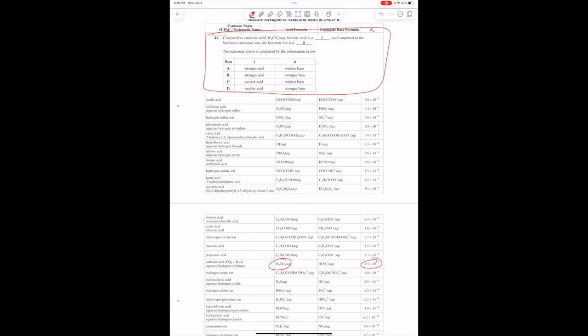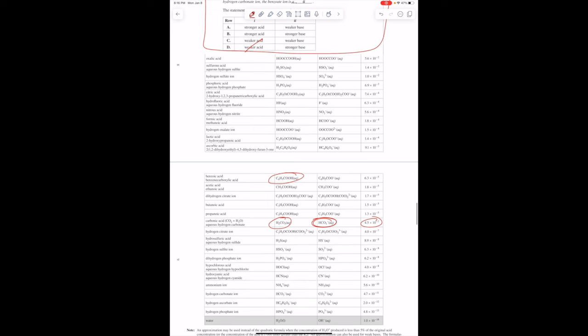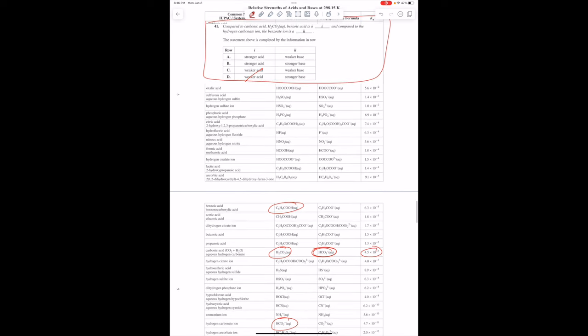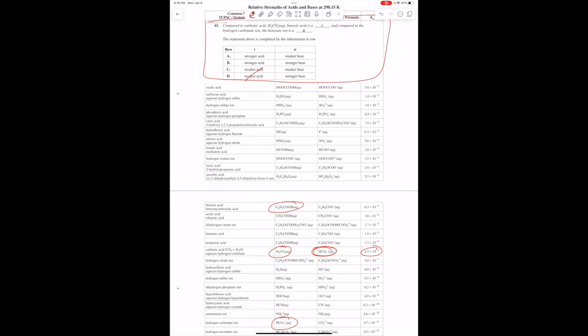Compared to carbonic acid, H2CO3, benzoic acid, which is right here, is a stronger acid. Okay. And the hydrogen carbonate ion, right here. But be careful, because hydrogen carbonate is in a couple of places. There it is there as well. The hydrogen carbonate ion, benzoate ion, compared to this one, the benzoate ion is weaker, is a weaker base. So I would say 41 is A.